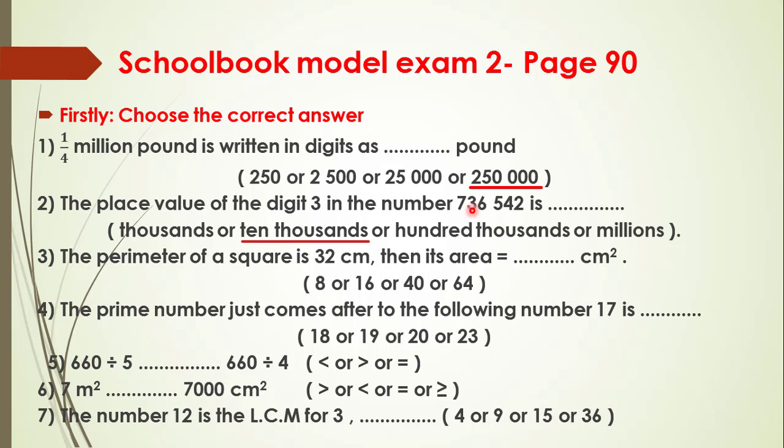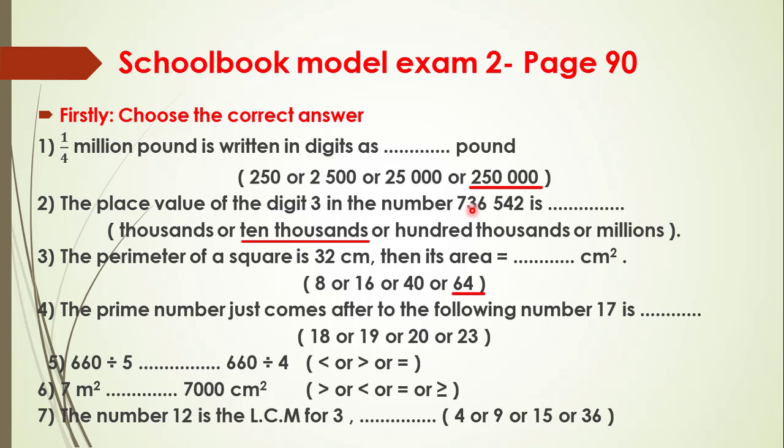The perimeter of a square is 32. It means the side length is 8, because 32 divided by 4 equals 8. So the area will be the side length by itself. It means 8 times 8, which is 64.